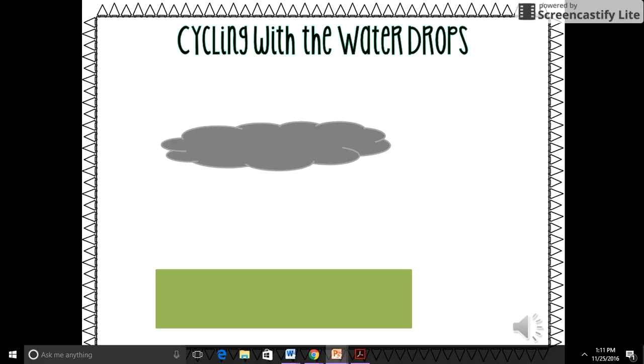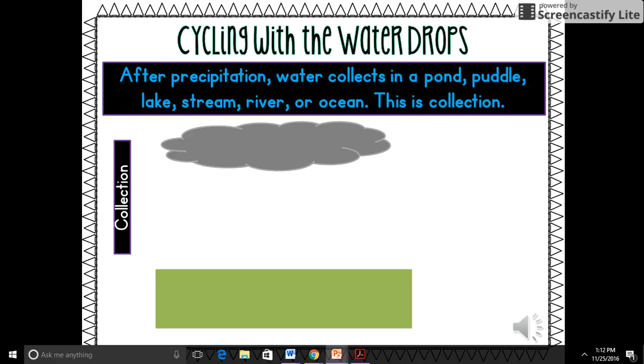This slide is about collection. So, it says after precipitation, water collects in a pond, puddle, lake, stream, river, or ocean. And this is called collection. So now, you see how the raindrops are coming down and they are going into that puddle there. It has collected. That's where the water goes. It's made collection.